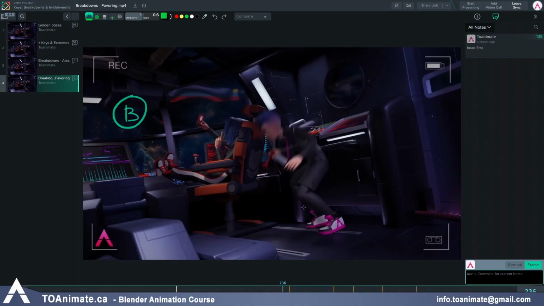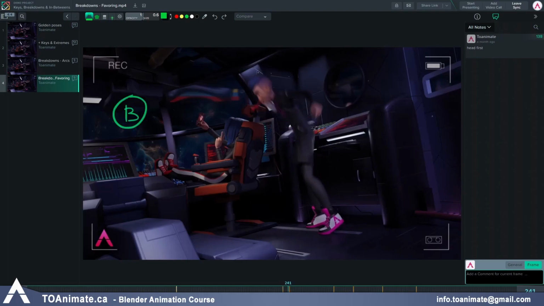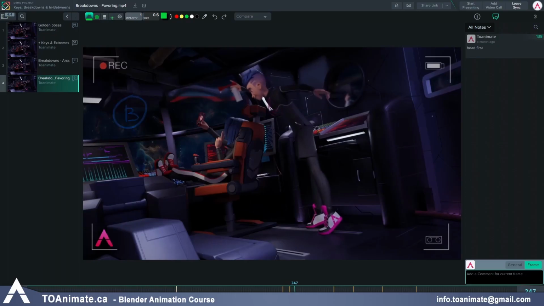And so here we have a favoring pose where we're showcasing that some parts of the body are leading the action while other parts of the body are dragging behind. Now at frame 242, Max's hand that holds the air horn catches up through here quicker than the rest of the body. So it reaches that point and then the rest of the body slowly eases into that point.